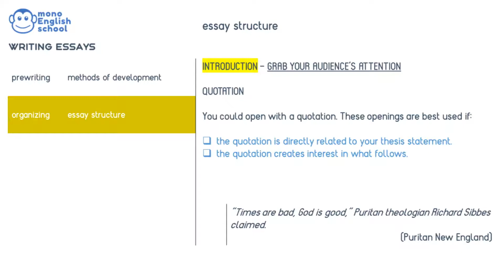Again, this is best used if the quotation directly relates to your thesis statement and the quotation creates interest in what follows. Here is an example on the topic of Puritan New England. "Times are bad, God is good," Puritan theologian Richard Sibbes claimed. The quotation sums up the Puritan beliefs of the time and the antithesis, the contrast created by good and bad, within the concise quote is effective in drawing the reader into the essay.